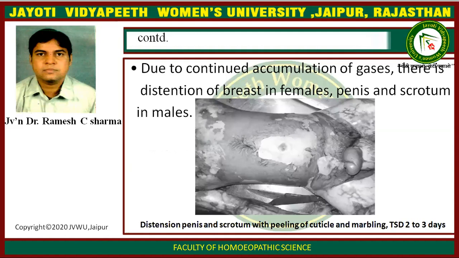Due to continued accumulation of gases, there is distension of the breast in females and scrotum in males. We can see in this picture the distension of the scrotum, and filling of the cuticle.